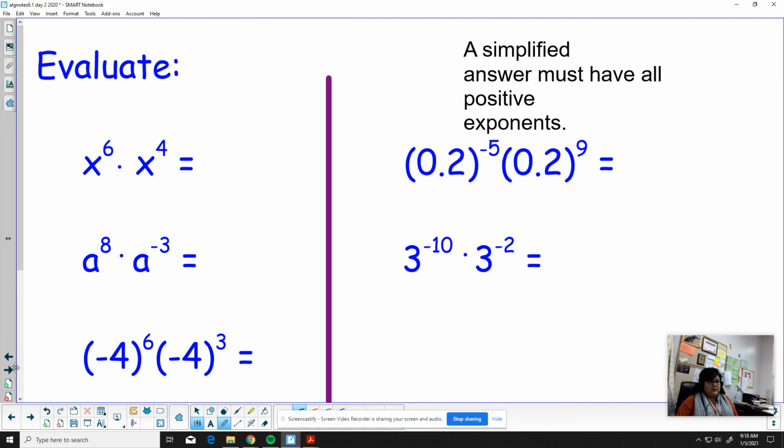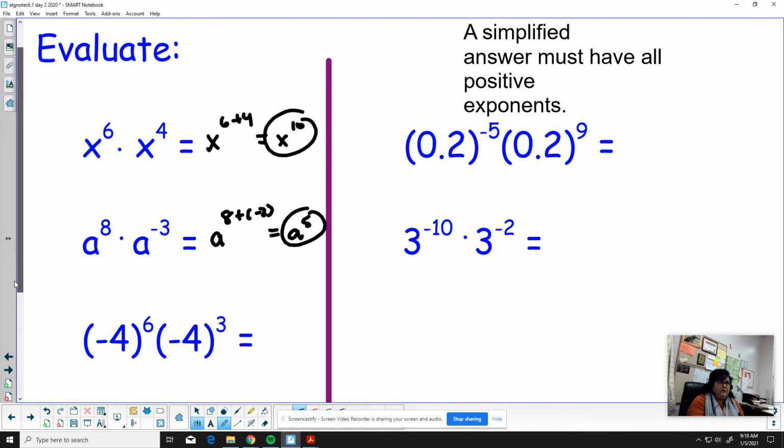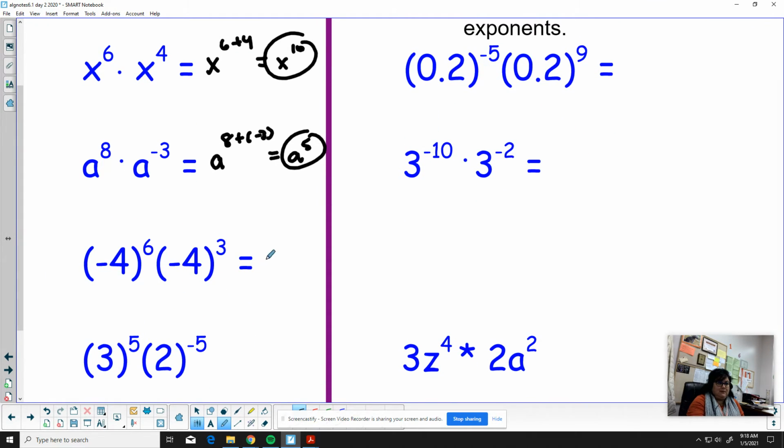All right, now we're just going to practice. If they have the same base and they are being multiplied, we're going to add the exponent. So this is x to the 6 plus 4, which is x to the 10. And this is a to the 8 plus negative 3, which is a to the 5th. Then the bases are the same, so negative 4 to the 6 plus 3, so negative 4 to the 9.